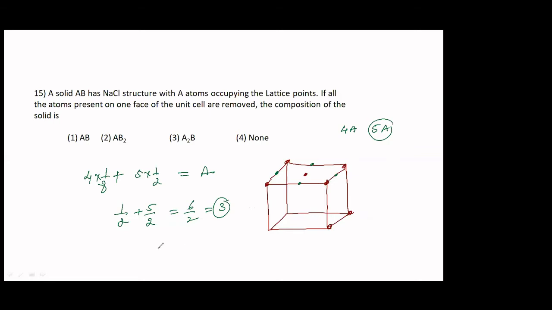8 are left. So the number of B atoms should be equal to 8 into 1 by 4, plus right at the center you have one octahedral hole that will remain occupied because you are not removing that. So it will be 2 plus 1, 3 again. So A3, B3. Therefore, the formula has to be AB. You are supposed to take the minimum whole number ratio, AB.